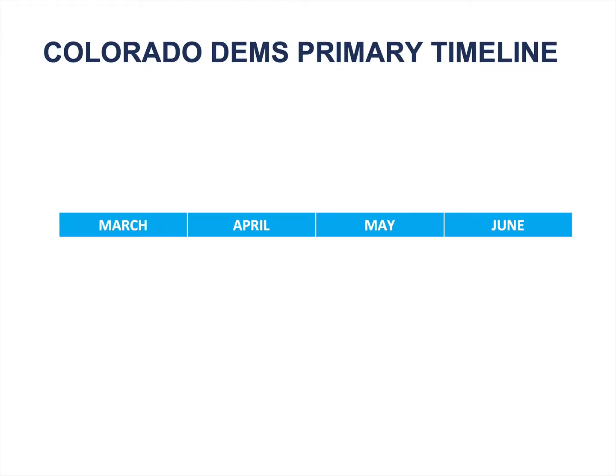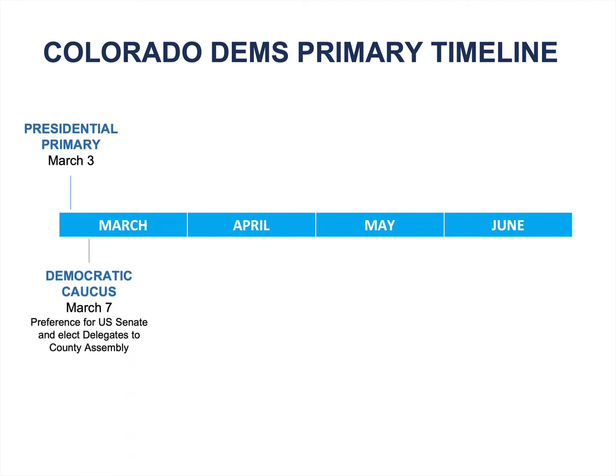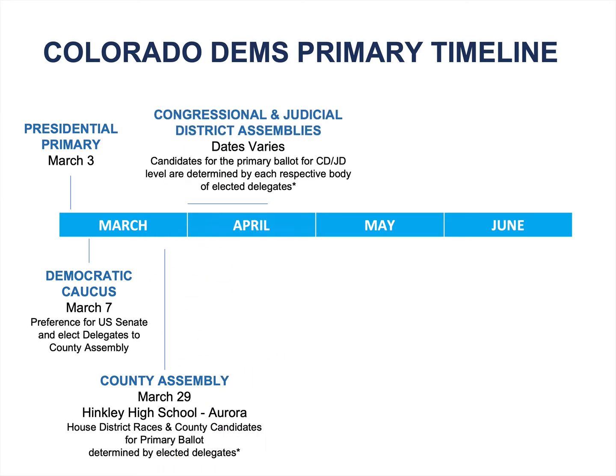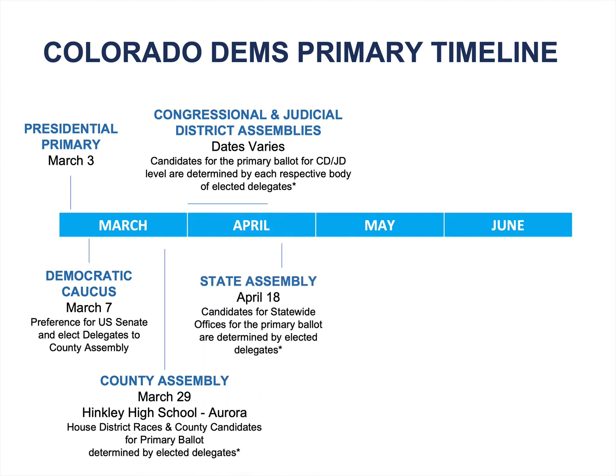The Colorado Democratic primary timeline is as follows. The presidential primary on March 3rd, Democratic caucus on March 7th, the county assembly on March 29th, congressional and judicial district assemblies dates are still yet to be determined, and then the state assembly on April 18th.